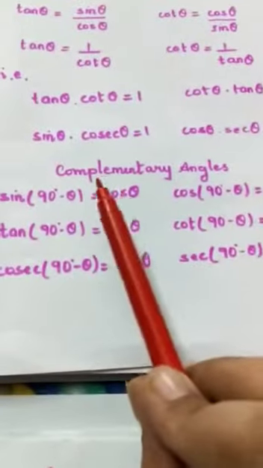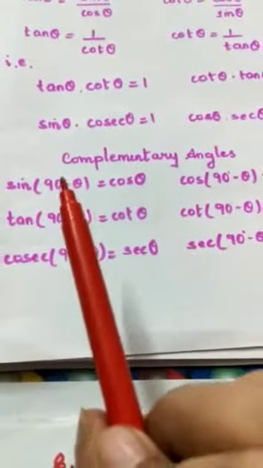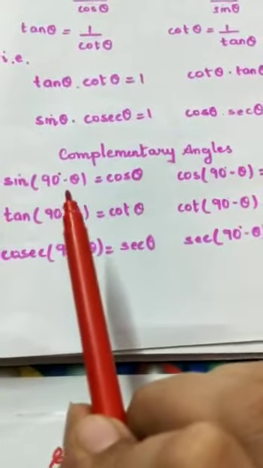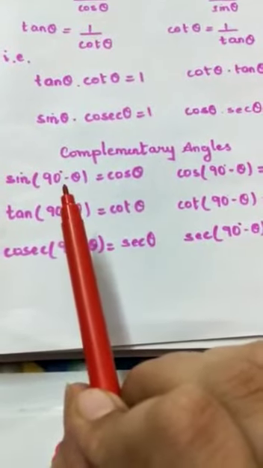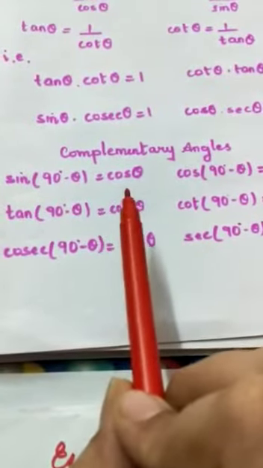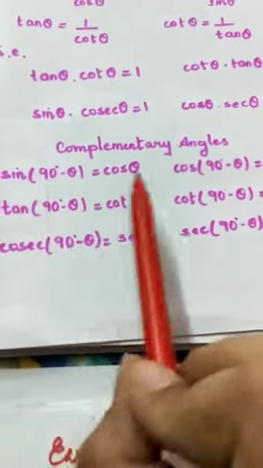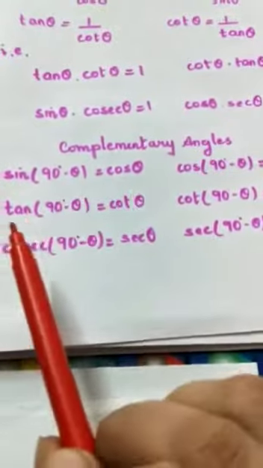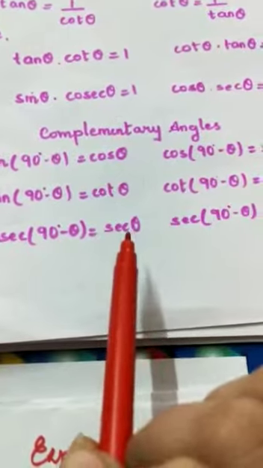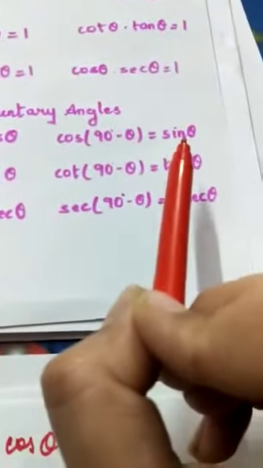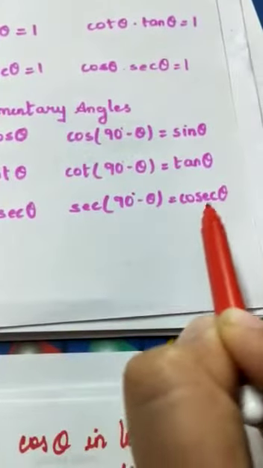And we have also discussed the complementary angles. Now what are complementary angles? When you write in a single triangle theta and 90 minus theta, all the trigonometric ratios from the angle theta as well as from 90 minus theta give you these relations. Sine 90 minus theta is equal to cos theta; the values are the same. Tan 90 minus theta is equal to cot theta. Cosec 90 minus theta is equal to sec theta. Cos 90 minus theta is equal to sin theta. Cot 90 minus theta is equal to tan theta. Sec 90 minus theta is equal to cosec theta.